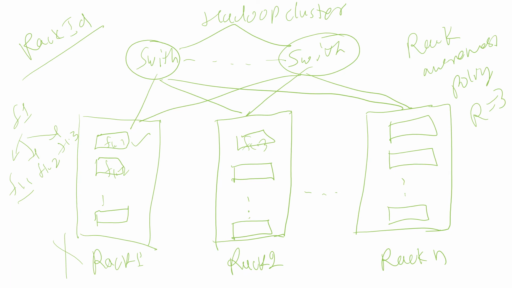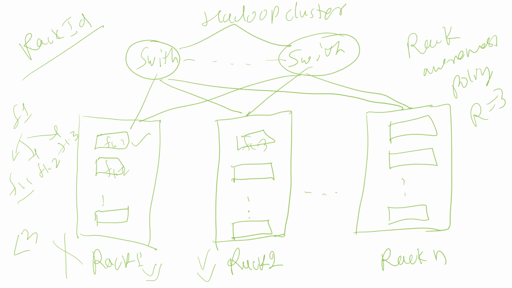And the third policy: in case of replica 3, the number of racks should be less than the number of replicas. In this case we have three replicas, so two racks are enough for us to serve the purpose. So this is our rack awareness policy.